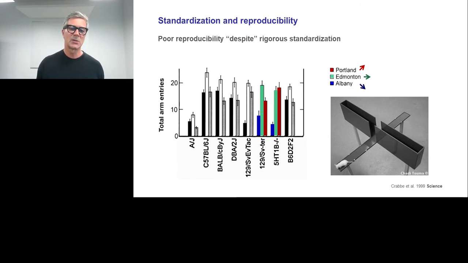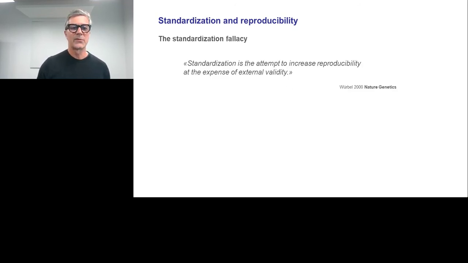It doesn't mean that you need to do a multi-laboratory study as here, but at least you need to introduce some variation in your study design in order to assess whether a difference is a robust effect or is very specific to the specific standardized conditions that were used in that experiment. And this is what I have referred to as the standardization fallacy, namely the attempt to increase reproducibility at the expense of external validity. And this is actually what happens when conditions are standardized within study.